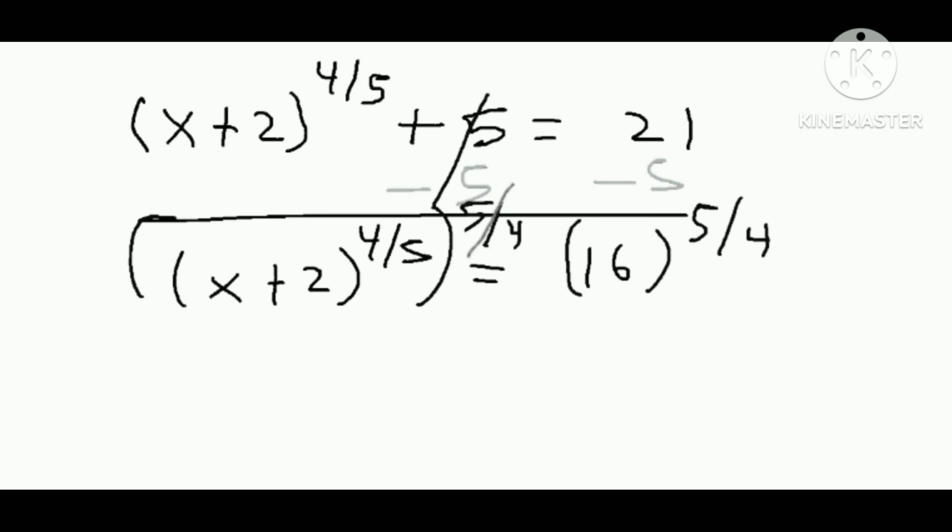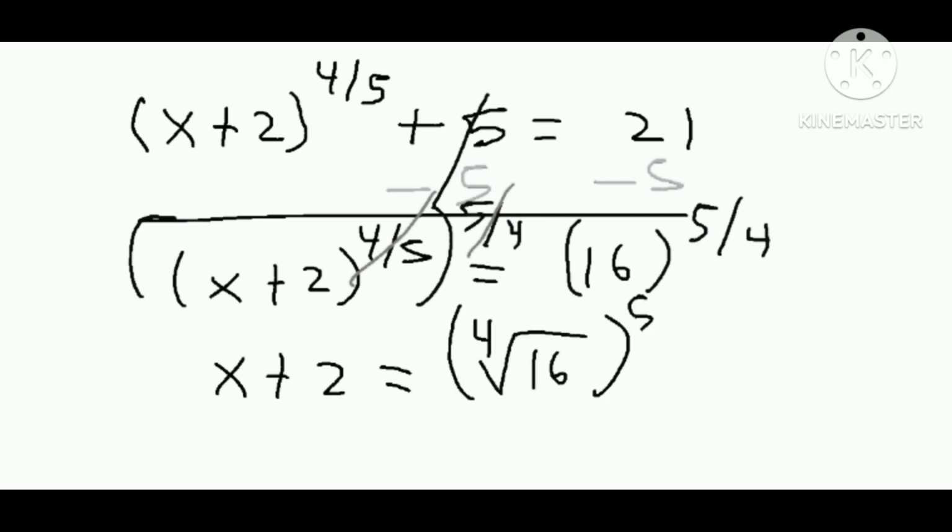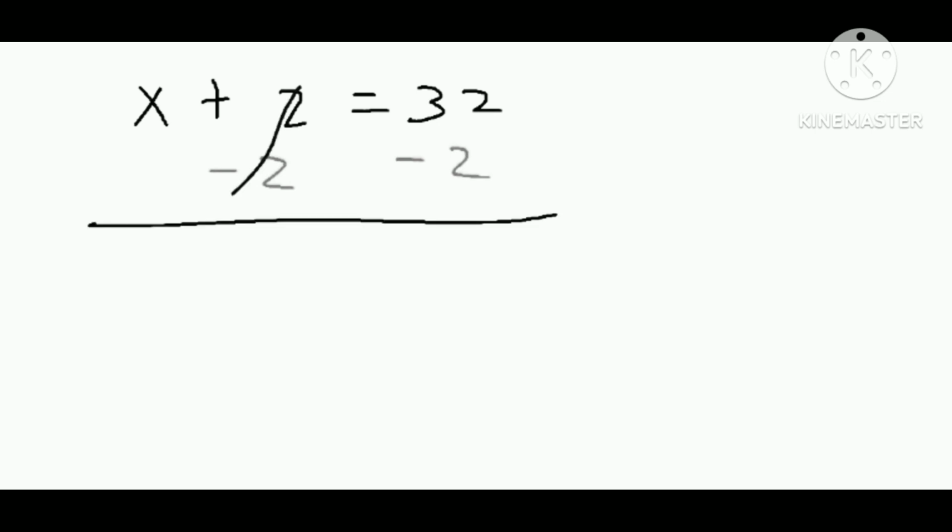So once the exponents cancel on the left, there's no need for the parentheses, so we just have x plus 2. So now what's 16 raised to the 5/4? So this is the 4th root of 16 raised to the 5th power. The 4th root of 16, we know it's 2. And 2 to the 5th power. 2 to the 4th is 16. So 2 to the 5th, you just multiply 16 by 2, and you get 32. So what we now have is x plus 2 is equal to 32. And so we just got to subtract both sides by 2. And so now we have the answer, x is equal to 30.